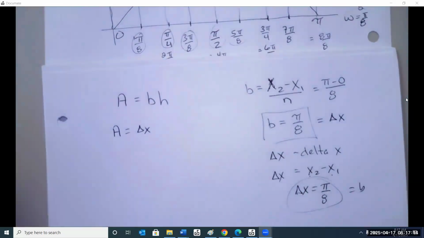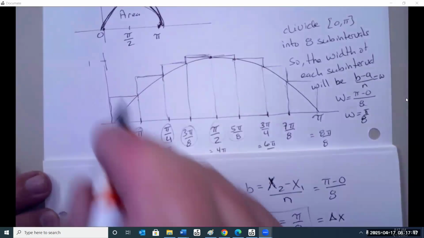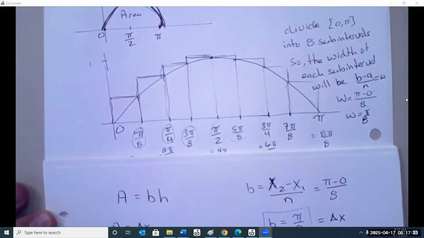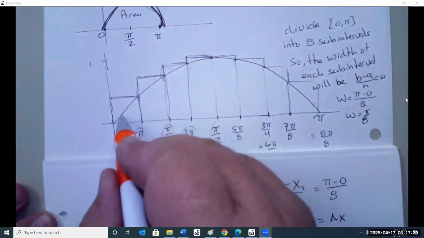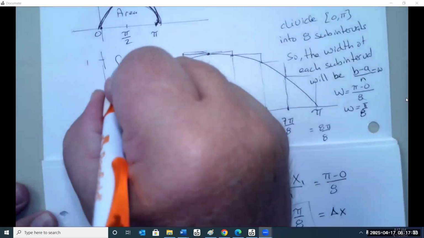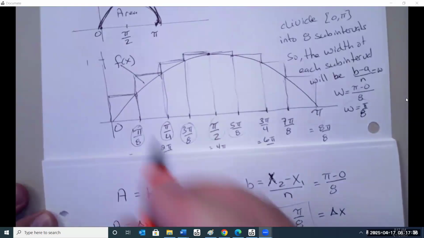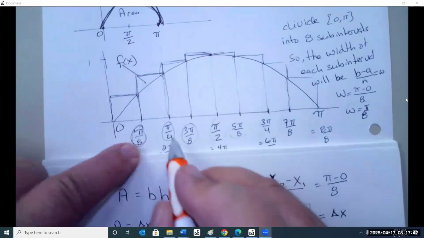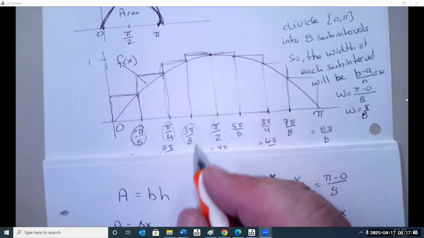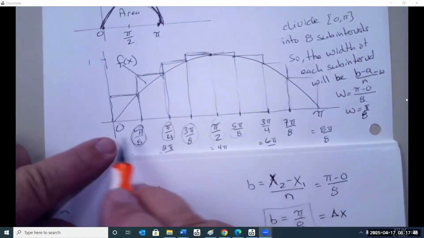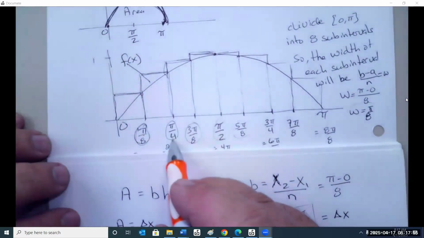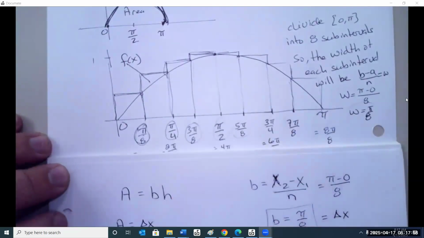So what is our height? Because remember, we're looking for the areas of these rectangles. What is the height of these rectangles? The graph itself is our function f of x. So the height of these, in this one, is the f of x at this point. In this first one, it's f of pi over 8. Next one is pi over 4. Next one is 3 pi over 8. Next one's pi over 2.